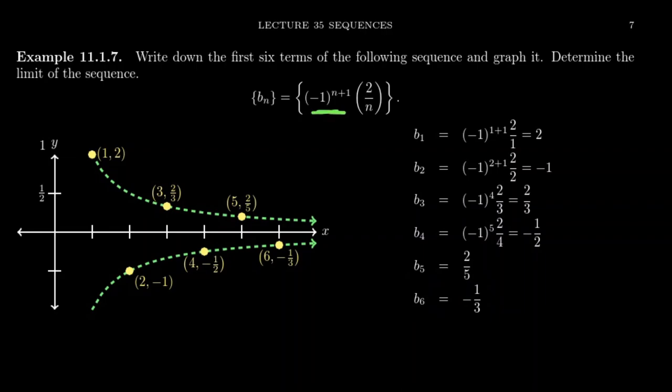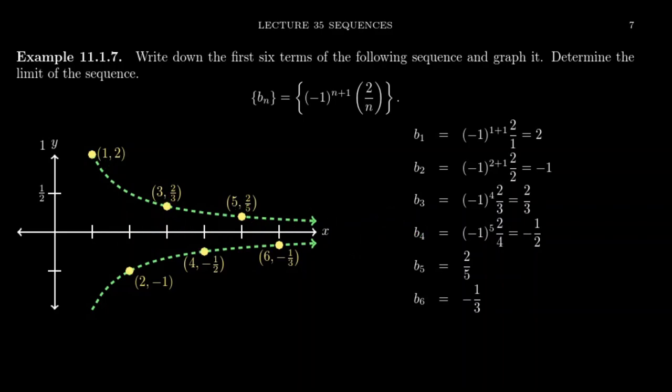And this comes from this alternating factor, negative 1 to the n plus 1. When you choose n to be an odd number, n plus 1 will be even, and thus an even power of negative 1 is positive. But if you take n to be an even number, n plus 1 will be odd, and then negative 1 to an odd power will be negative. So you see this alternating factor going on here. So it goes positive, negative, positive, negative, and so you see this jumping above and below the x-axis if you're trying to graph this thing.